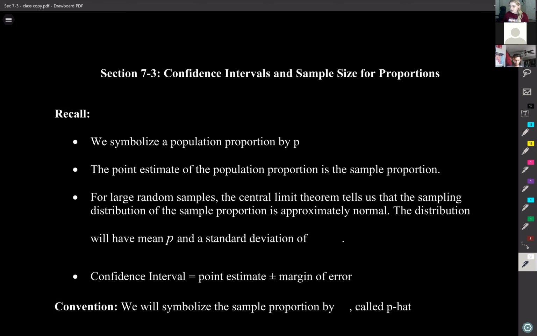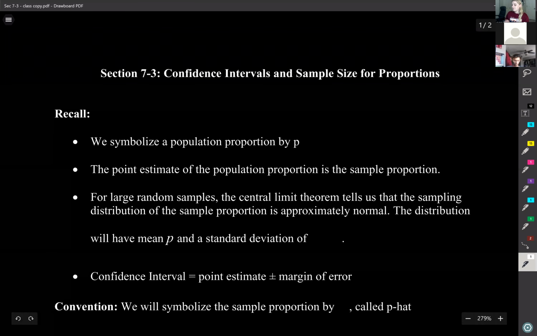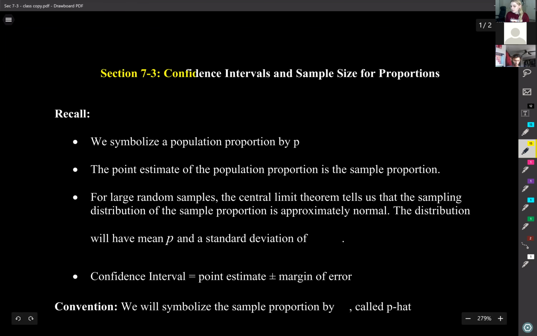Okay. So first, let's talk about what a proportion is, because we really haven't introduced or defined that, or really used a proportion. I guess we kind of used proportions when we did probability, but we didn't define them as proportions. So let's go ahead and do that. It says recall, but we have not talked about proportions before. So don't recall this. This is new.